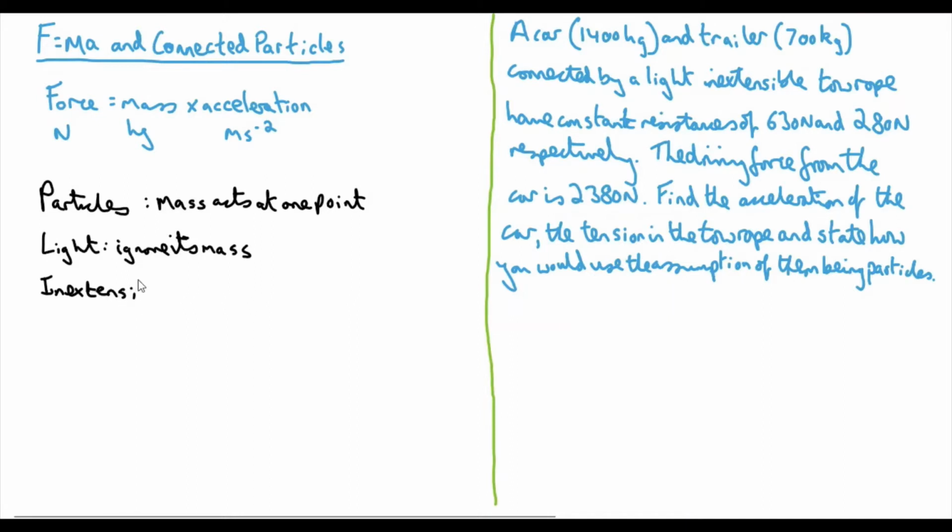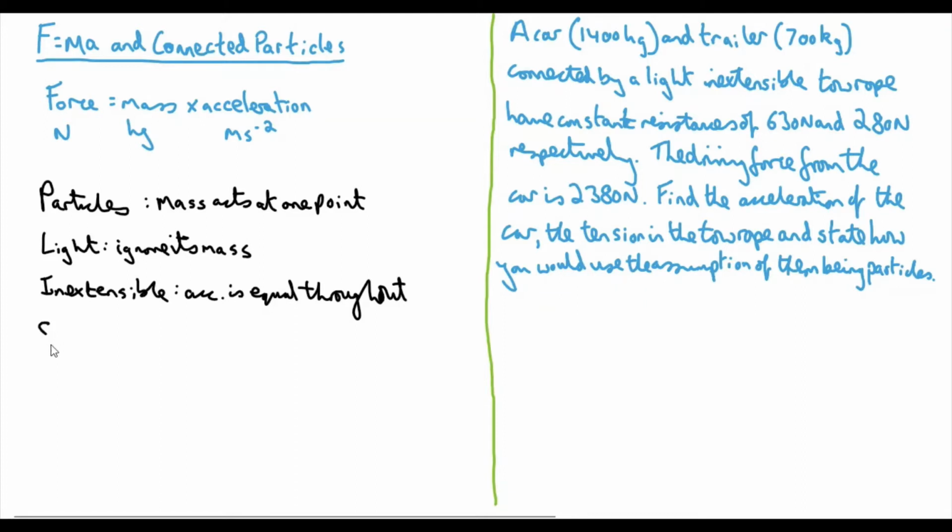If it is inextensible, then that means that the acceleration is equal throughout. So if you have the acceleration of one part of the system, it's the same as the acceleration of another part of the system. It's the same as the acceleration of the whole.